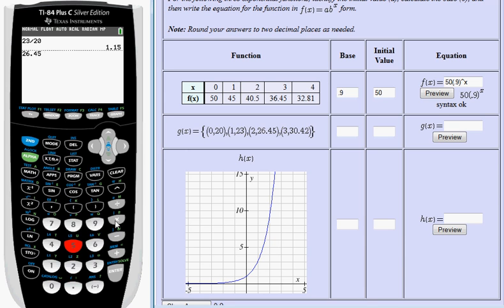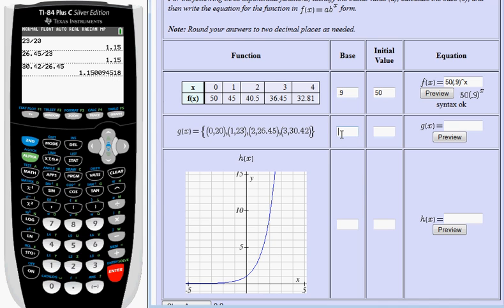26.45 divided by 23. If it's purely exponential, we should be getting the same base every time. So far, so good, 1.15. The last calculation would be 30.42 divided by 26.45. I don't think this is going to come out perfect. I think we need one more decimal place on that last number. But like I said, it's roughly 1.15, so we're going to use 1.15 as the base. So I'm going to type that in.